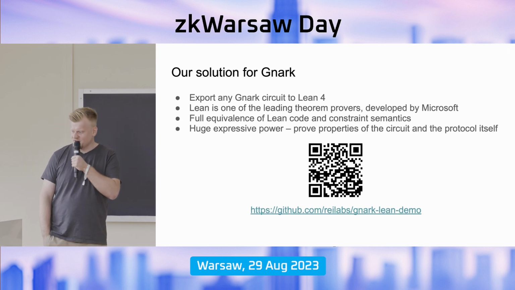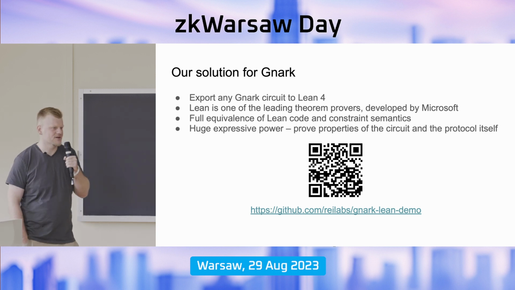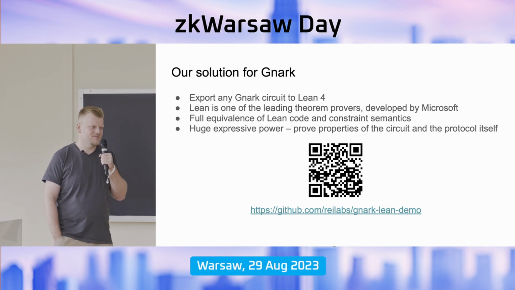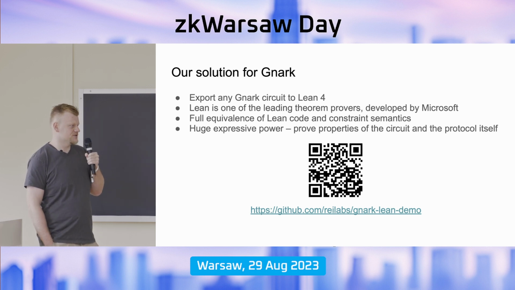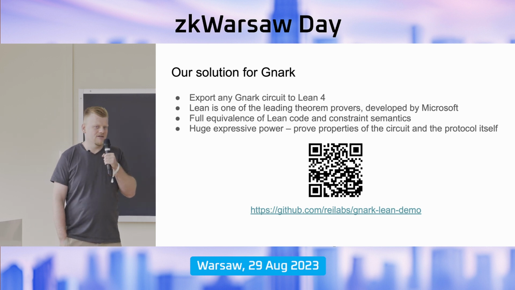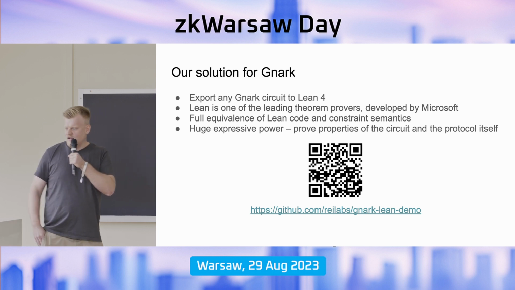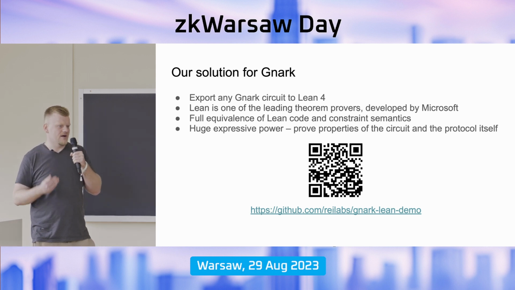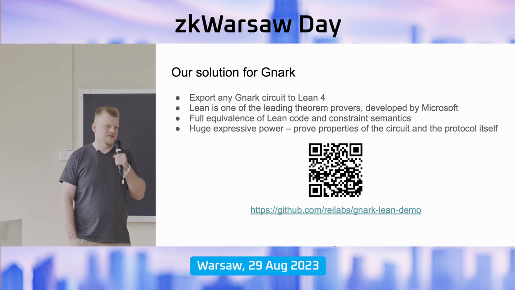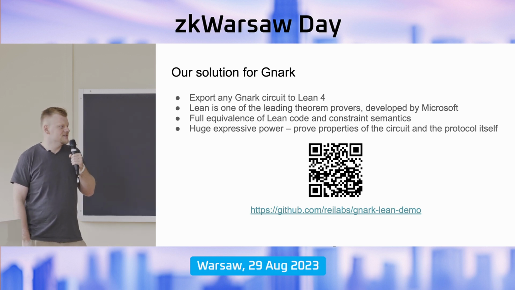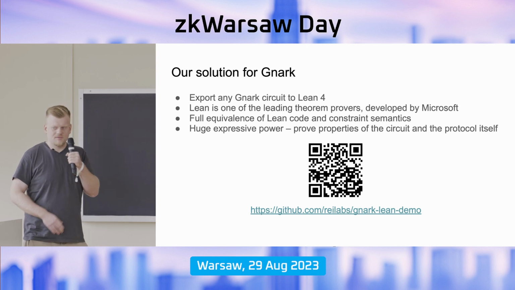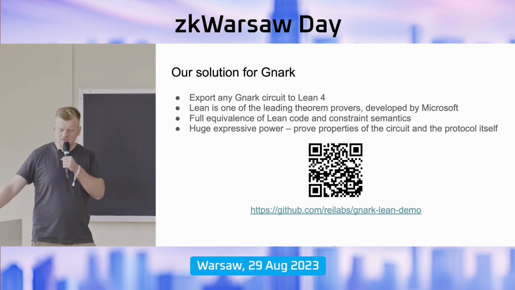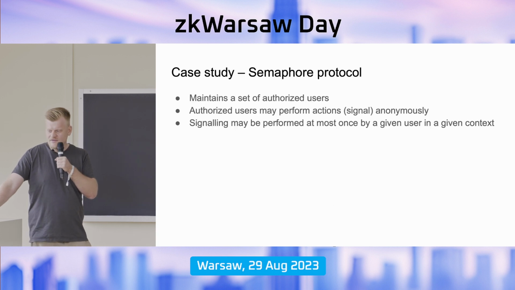So our solution is GNARC, you have this pretty QR code that you can scan and go to our GitHub. This is an extractor for NARC, which is one of the DSLs for writing those circuits. This compiles to Lean4, which is a theorem prover developed by Microsoft, one of the leading in the field. And you can prove anything about the circuits you have created with NARC. What do I mean by you can prove anything?